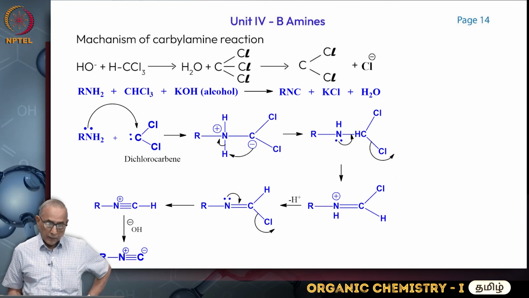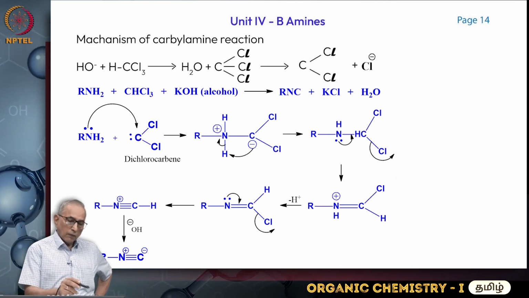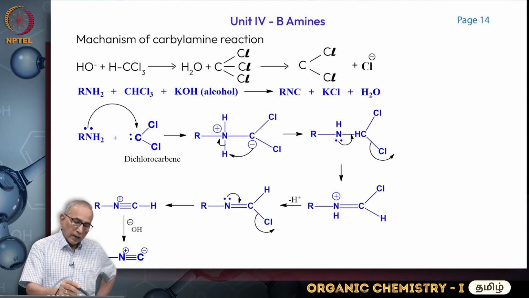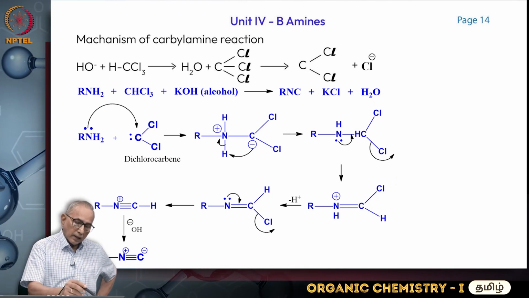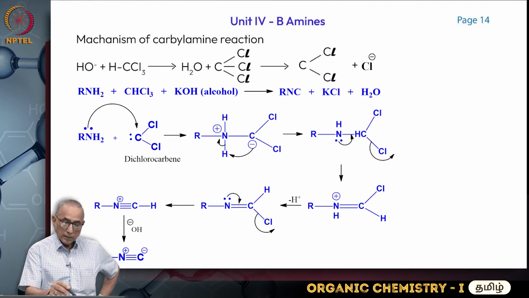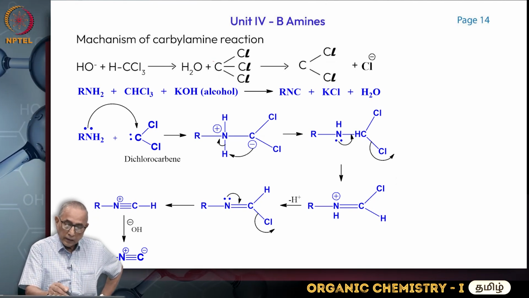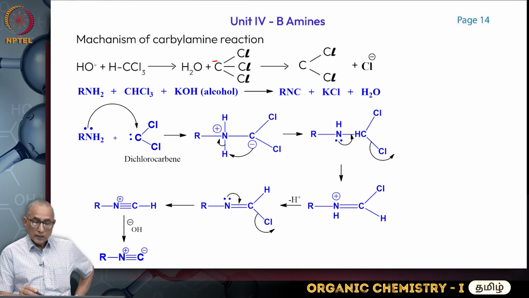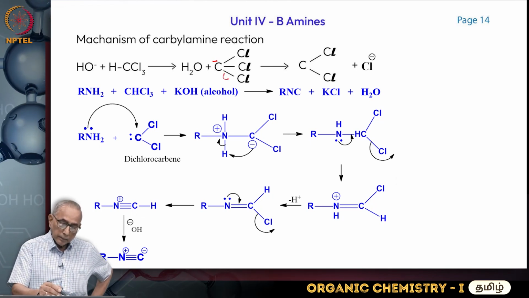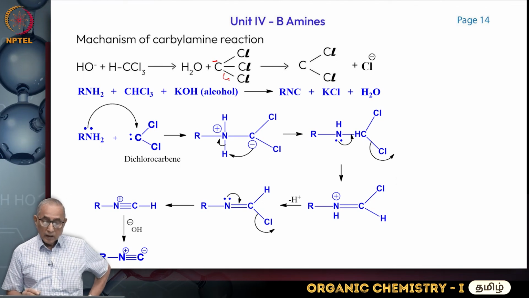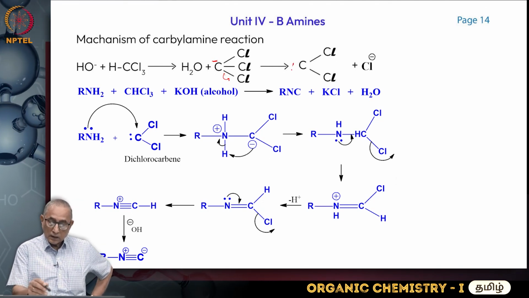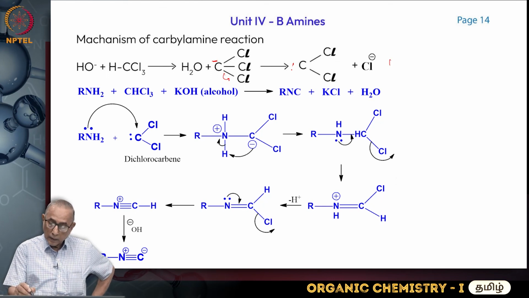How does the carbylamine form? The chloroform is reacting with hydroxide ion. Because the 3 chlorines are electron withdrawing, the hydrogen can be removed as a proton. So HO minus plus H becomes H2O. Here there is a negative charge. This negative charge pushes the chlorine out as a negative ion. This will become an electron deficient species. There are only 6 electrons on this. This is called dichlorocarbene.